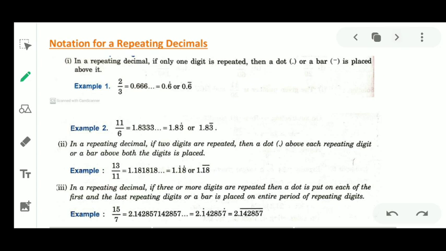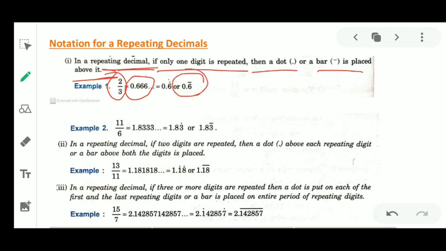Now the notation for a repeating decimal: if in a repeating decimal only one digit is repeated, then a dot or a bar is placed above it. For example 2 by 3. 2 by 3 is 0.666. So instead of 0.666, we can write 0.6 and put a dot above the 6, or you can write 0.6 and put a bar above the 6.